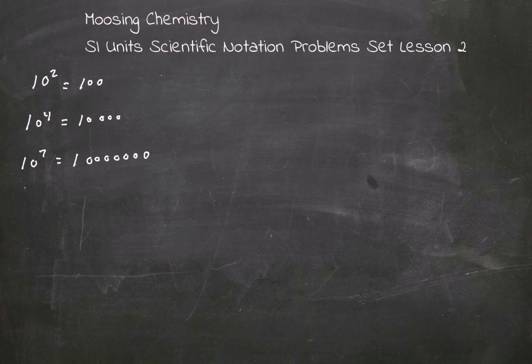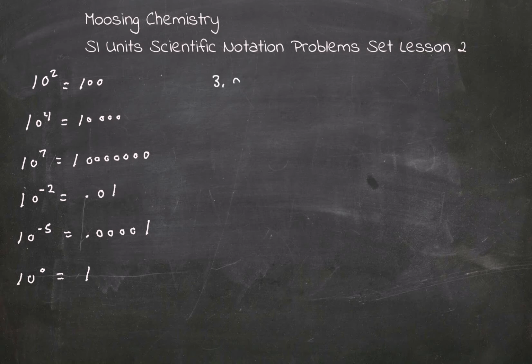Okay, 10 to the negative 2 would be 0.01. 10 to the negative 5 would be 0.00001. And 10 to the 0 is 1. Okay, let's look at some other problems.